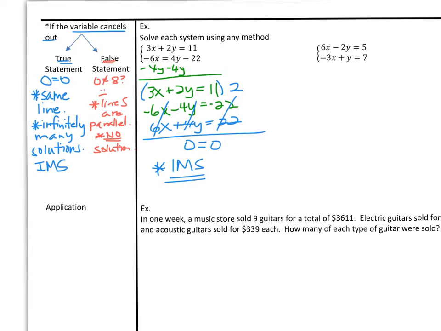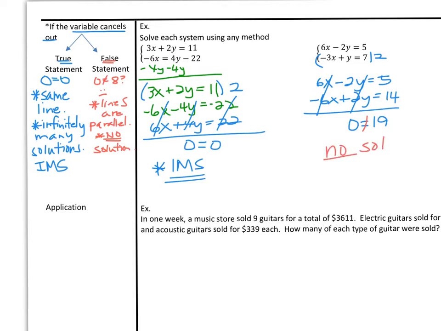Over on the right, however, when we do that same thing, we have 6x minus 2y equals 5, negative 3x plus y equals 7. If I multiply that bottom row by 2 this time, we would have 6x minus 2y equals 5, negative 6x plus 2y is equal to 14. Notice on the left side the x's and the y's cancel, leaving us with 0 again. But now on the right side we have 5 plus 14, which is 19. Obviously that's not a true statement. 0 does not equal 19. What that indicates is there's no solution to this system. Those two lines would be parallel.